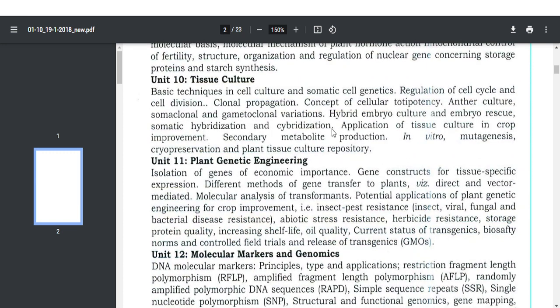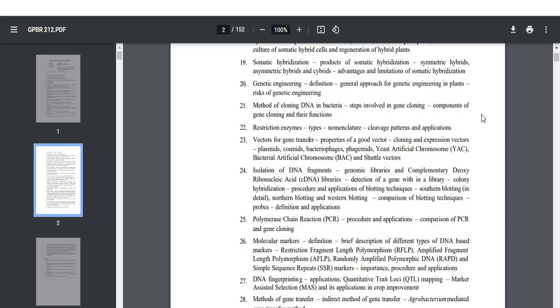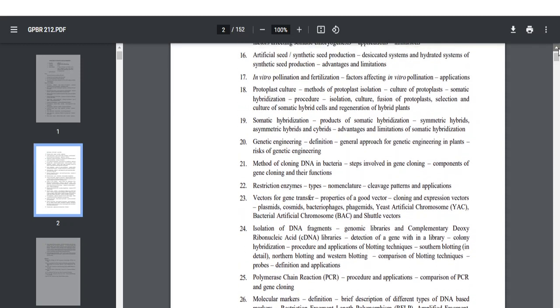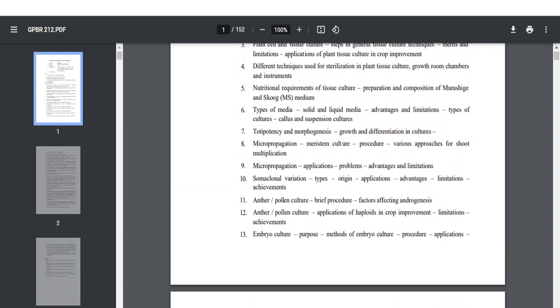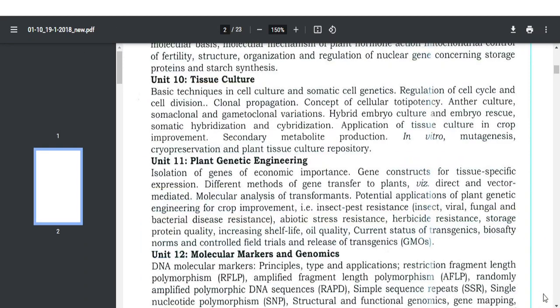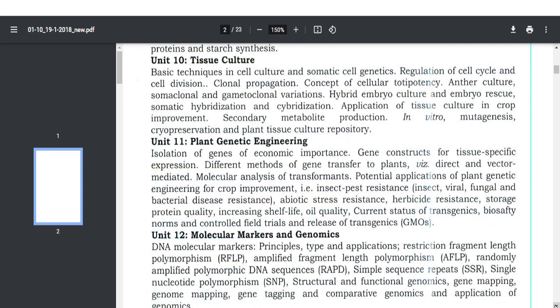This tissue culture is a very simple unit, or else you can refer to this particular PDF. Here you can find notes for all kinds of cultures like protoplast culture, endosperm culture, embryo culture, and anther culture. I have shared a large choice for you, so you can select. In this unit you need to study the different types of culture techniques. You need to know about the application of tissue culture in crop improvement, mutagenesis in plant improvement, cryopreservation technique, and the different plant tissue culture repositories available in India.